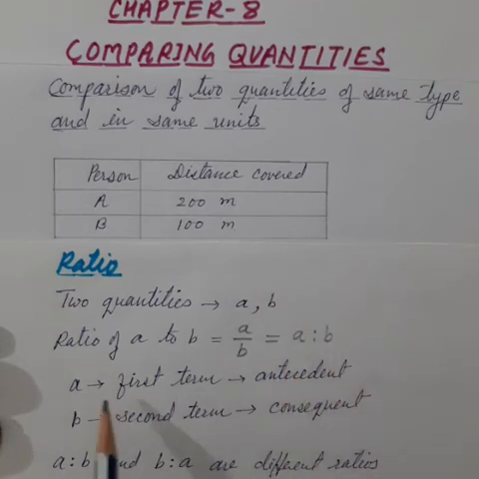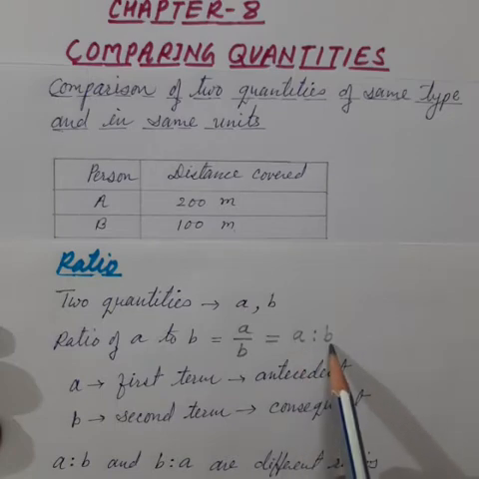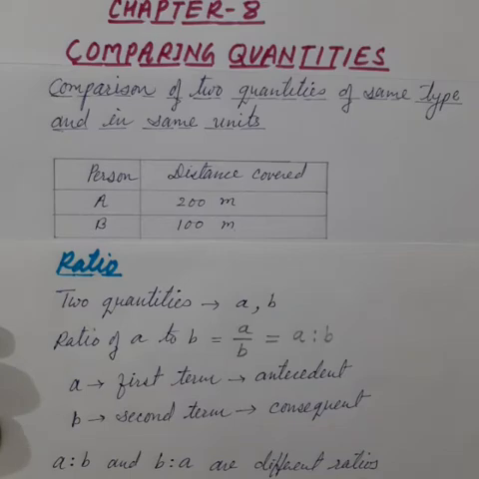A is the first term and it is called the antecedent. B is the second term and it is called the consequent. This is A is to B. If we are writing B is to A, they are different ratios.